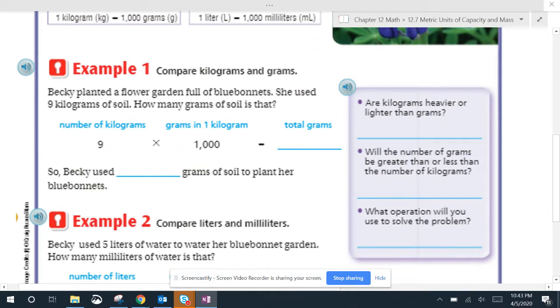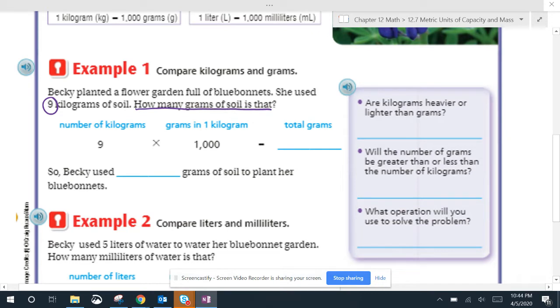So here's an example. We're going to compare kilograms and grams. Becky planted a flower garden full of bluebonnets. She used 9 kilograms of soil. How many grams of soil is that? First, let's start with our numbers. I have the number 9. Then let's find our question. How many grams of soil is that?